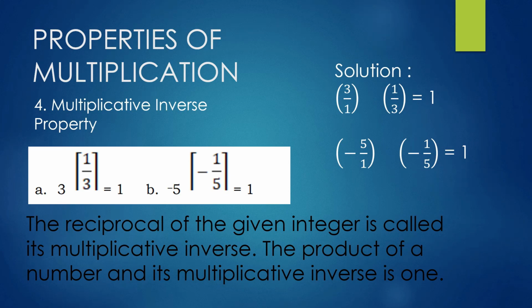Next, negative 5 over 1. It became negative 5 over 1 because we have the integer negative 5. Just write 1 on the denominator. Then its opposite, just flip it. So we have negative 1 over 5. Multiplying them, numerator multiplied by numerator, we have negative 5. And then 1 multiplied by 5 is also negative 5. So negative 5 divided by negative 5 is equal to 1.